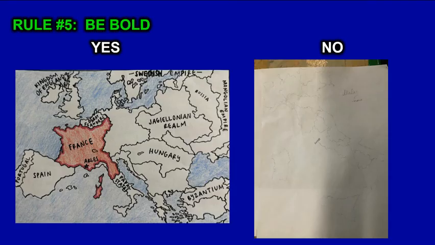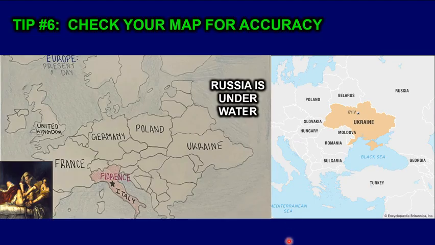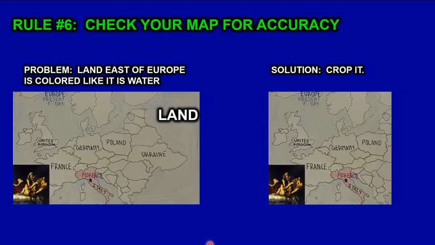It's so lightly drawn. All right, rule number 6 is check your map for accuracy. So on this one right here, this is a French painting, but the student colored it in for England. This is a common issue with students drawing these maps. Students will often just color in the whole background with this blue. So this indicates that Russia is totally underwater. So the solution for this is just to crop it. If the student would have just cropped it, we'd have a perfect map.